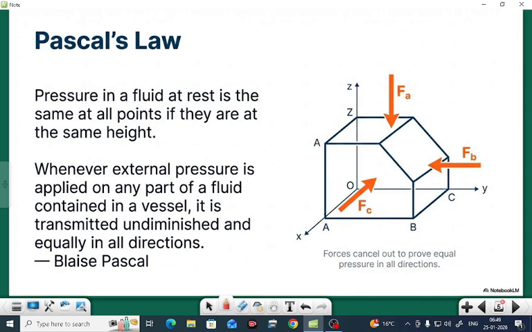Pascal's law. Pressure in a fluid at rest is the same at all points if they are at the same height. Whenever external pressure is applied on any part of a fluid contained in a vessel, it is transmitted undiminished and equally in all directions. This is given by Blaise Pascal. Forces cancel out to prove equal pressure in all directions.